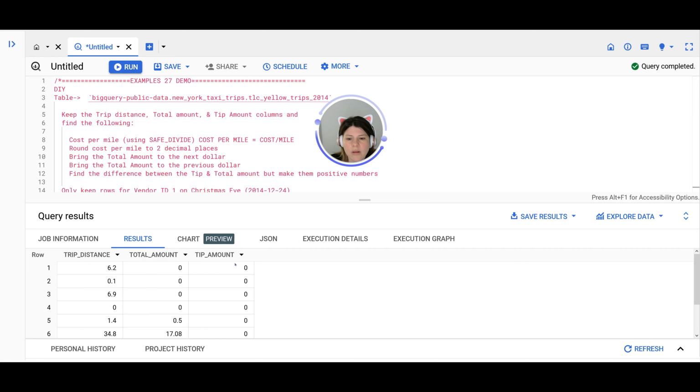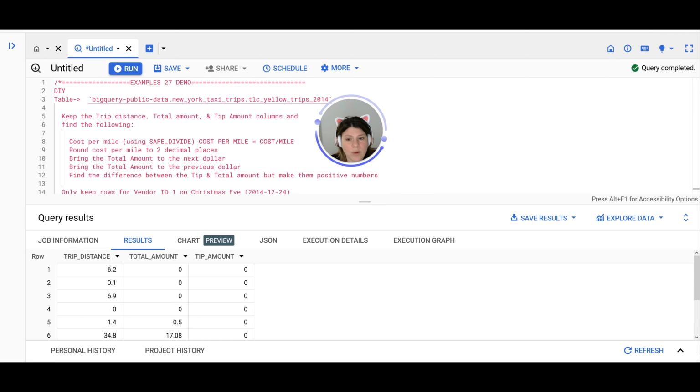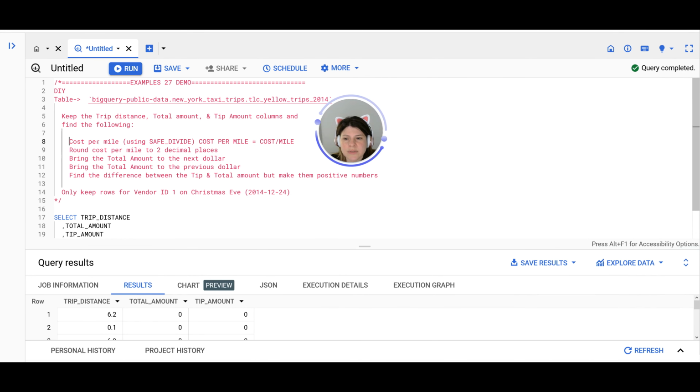So these are all of the different trips that happened on Christmas Eve for vendor 1. Let's see, we have trip distance 6.2, total amount is 0, tip amount is 0. We're seeing some interesting numbers here. This might be bad data. I would assume that this taxi cab driver didn't actually give the ride away for free. Maybe this is how the data encapsulates cash. I don't know. Okay, so now we see this. We're feeling pretty good. Let's start to tackle these different tasks that we have for ourselves.